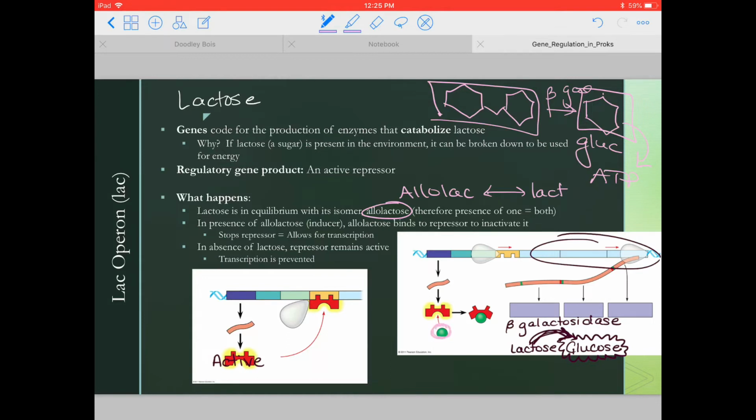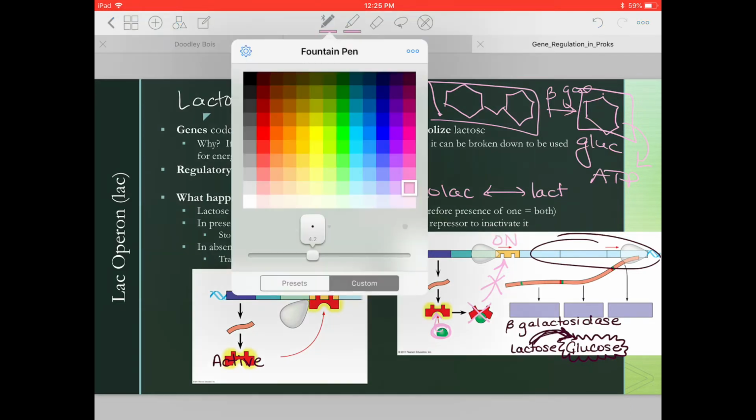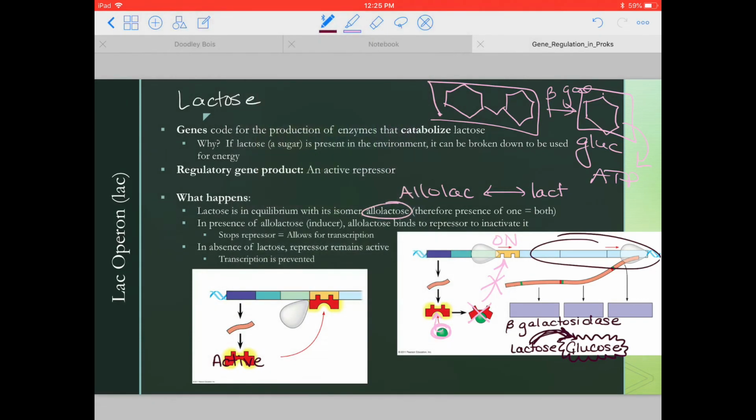So when allolactose is present, it's going to bind to the active repressor, and that's going to inactivate it. That means that this can no longer bind to the operator, and therefore the operator remains on. Okay, so what are we going to call that? Because we have now induced transcription to happen, this is called an inducer. Okay, allolactose is the inducer because it induces the expression of the genes for beta-galactosidase and other protein products that you don't need to worry about.